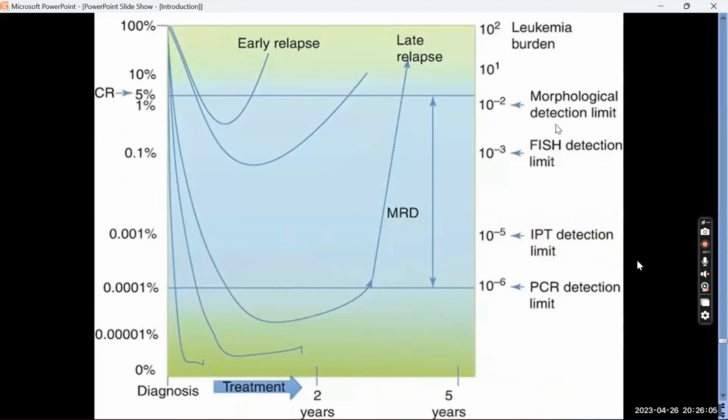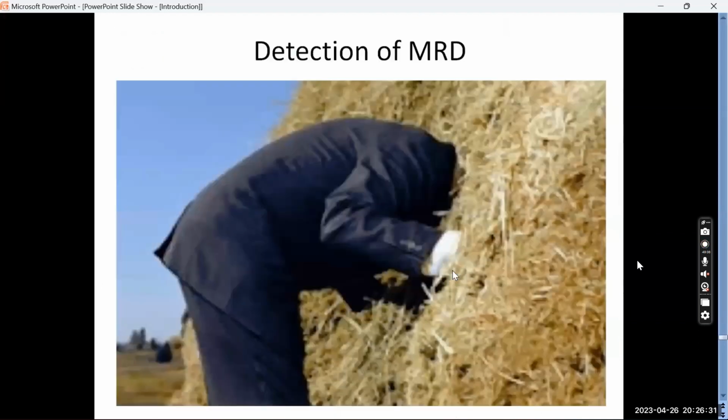Okay, so you have different techniques. Morphology can detect the blasts when they are at a percentage of 10 to the power minus 2. FISH is 10 to the power minus 3. IPT can go up to 0.001. That is the beauty of IPT. So this is 1%, this is 10%. Okay, so flow is very useful in doing MRDs also.